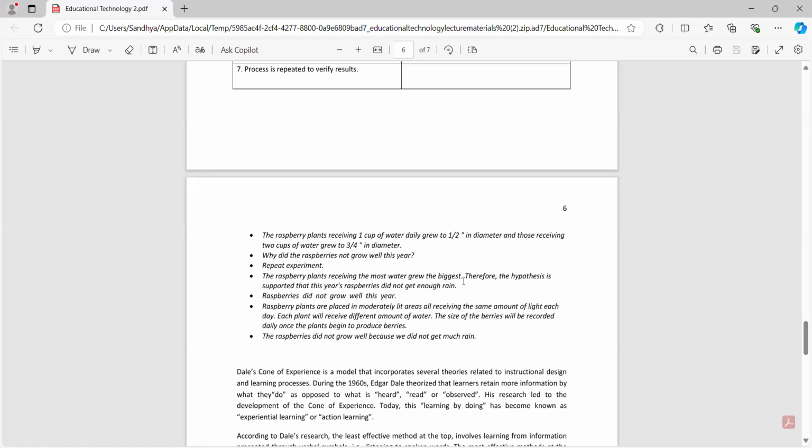So you see whether the hypothesis is proved or not. That is actually what we call the conclusion. And then it is repeated, the repeat experiment. So your students in grade 4 or 5 also can be made to be very scientific in their thinking. These kinds of experiments can be conducted.